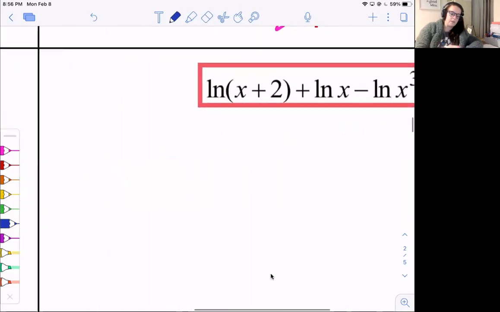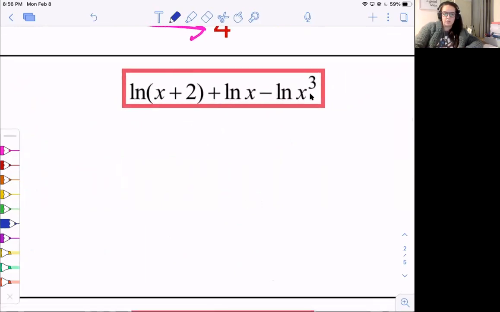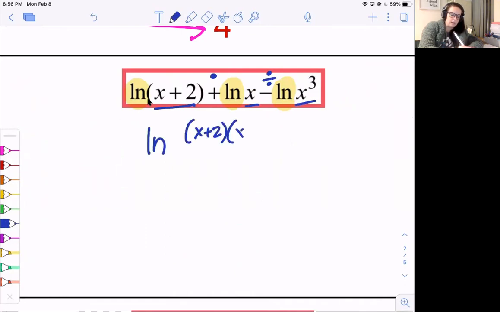Cool. All right, we'll try this one. I see three things being added and subtracted here. So I have the natural log of x plus 2, which is being added, so really multiplied times x, and then divided by x to the 3rd. So I have the natural log of x plus 2 times x over x to the 3rd, like that.